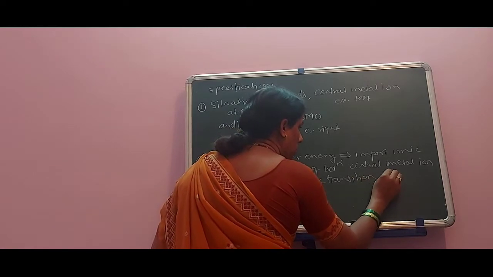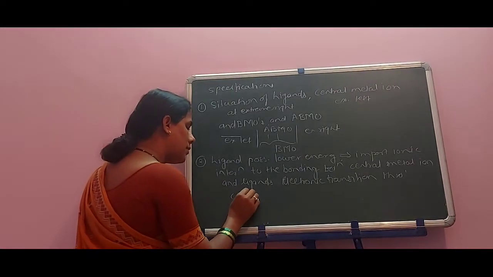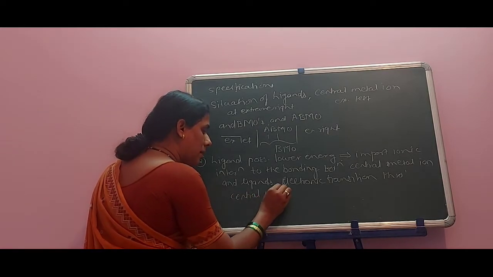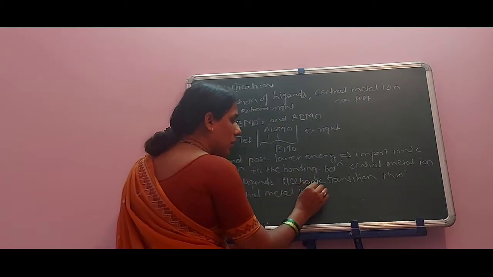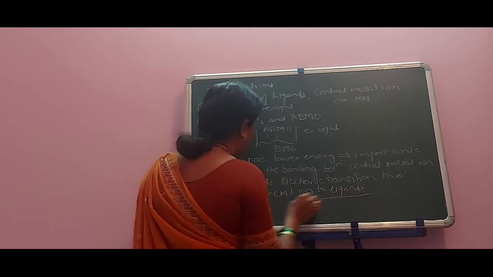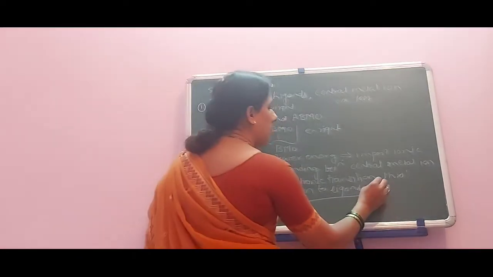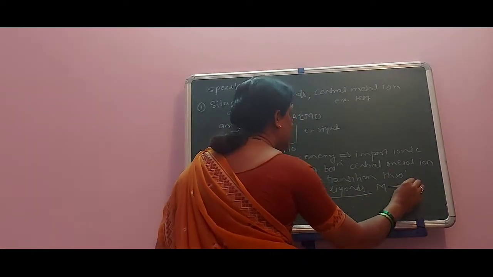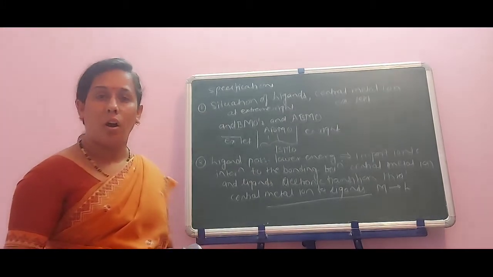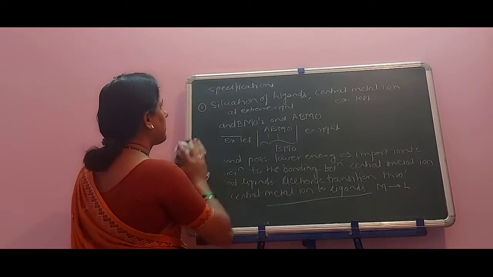through the central metal ion to ligands. Which type of transitions occur here? That is, metal ion to ligands. These transitions can occur. Now, the third point. See here.